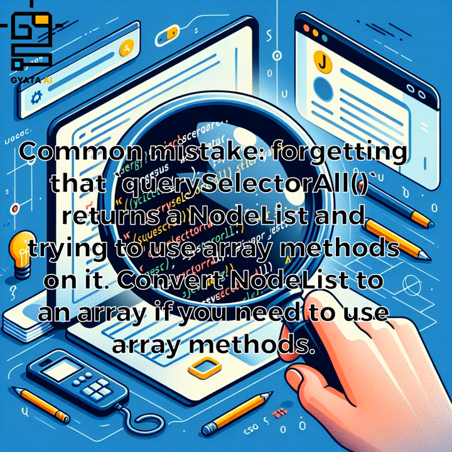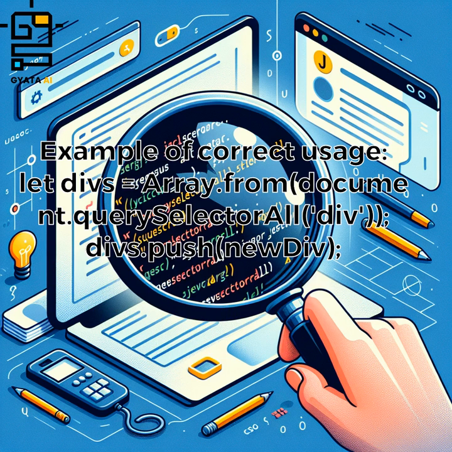Common mistake: forgetting that querySelectorAll returns a NodeList and trying to use array methods on it. Convert the NodeList to an array if you need to use array methods. Example of correct usage: let divs = Array.from(document.querySelectorAll('div')); divs.push(newDiv).